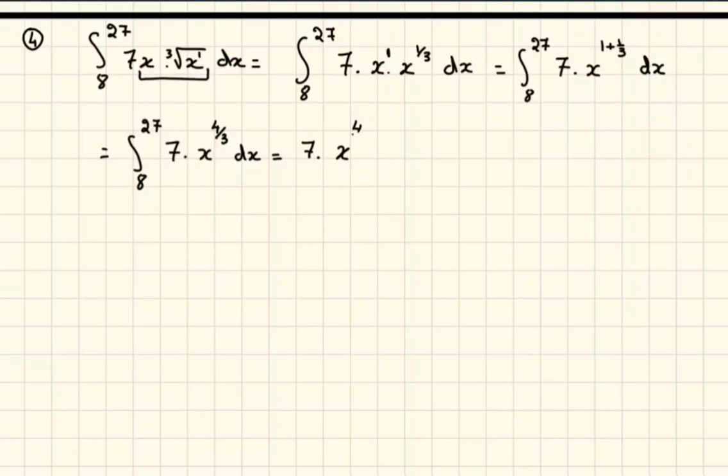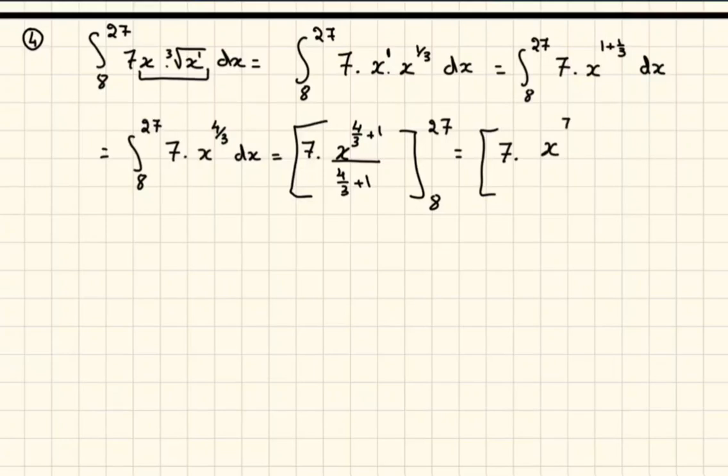And I will apply the rule. So 4 over 3 plus 1 over 4 over 3 plus 1. Now we have plus c here. I don't need to write plus c again because I'm going to substitute 8 and 27. Equals 7 multiplied by x exponent 4 over 3 plus 1 is 7 over 3, and down we have 7 over 3. From where to where? From 8 to 27.